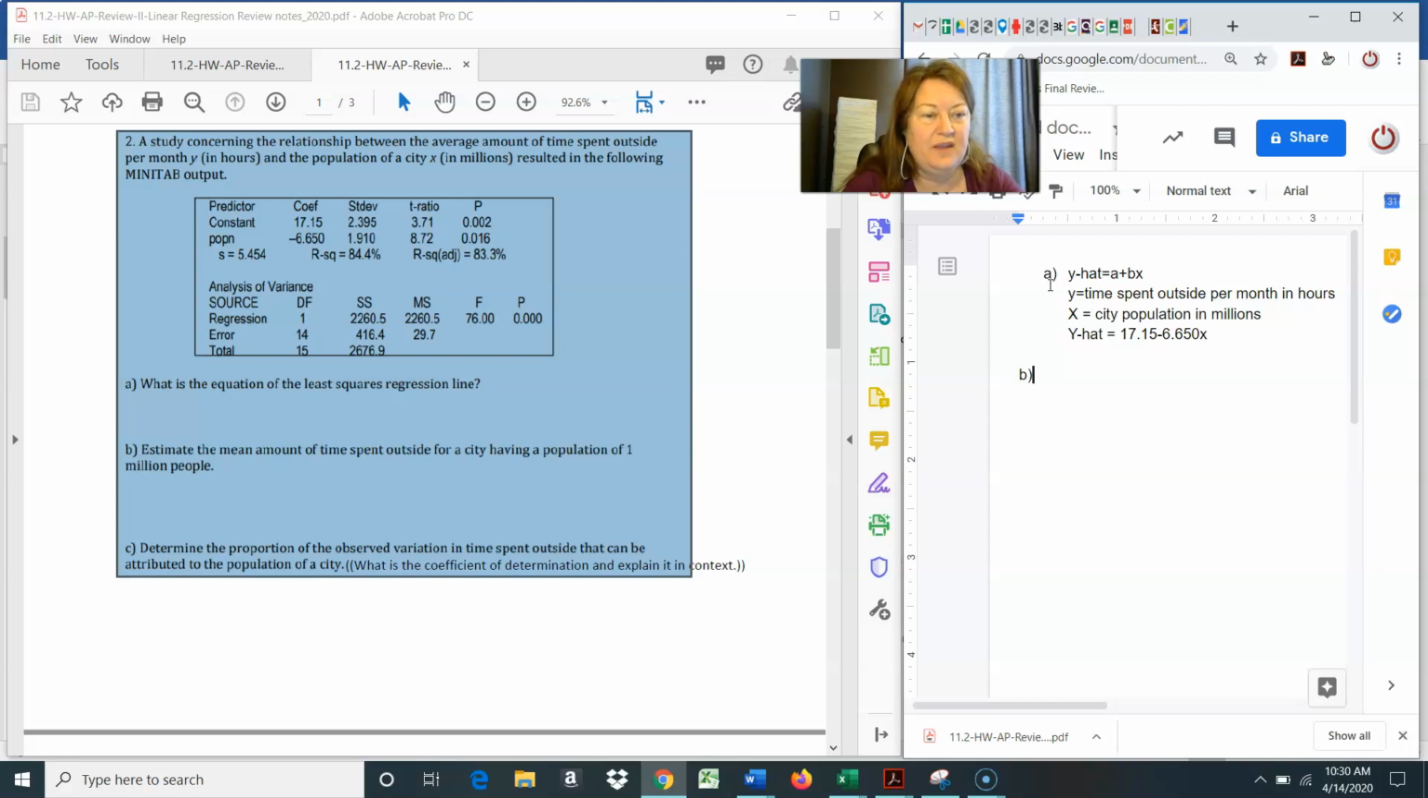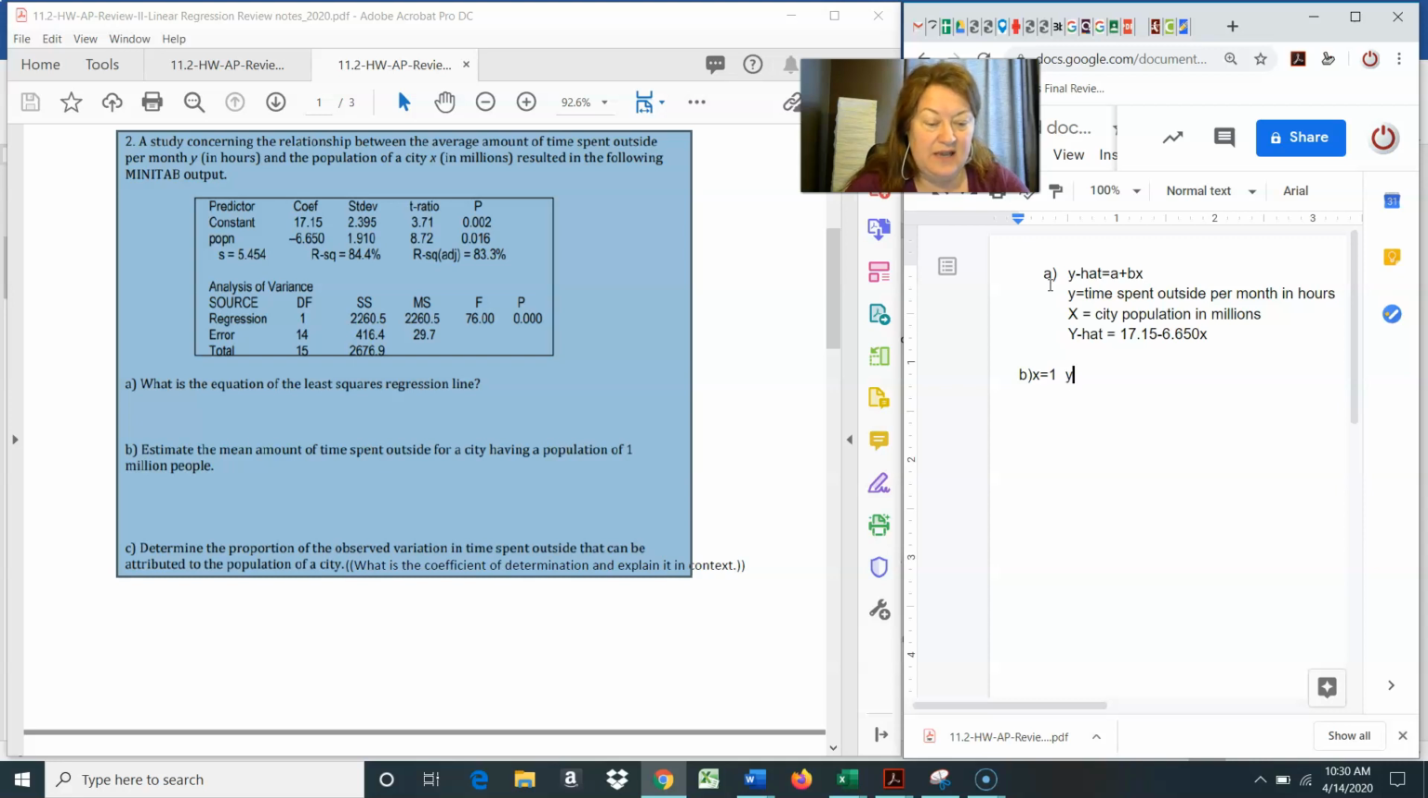Next one: estimate the mean amount of time spent outside for a city having a population of 1 million. What they're telling us is they want me to put in 1 million. Looking at my answer for part A, 1 million is the x value. So they're asking me to do x equals 1. I'm not going to put in 1 with a whole bunch of zeros, because x is already in millions. So I'm going to put in x equals 1.